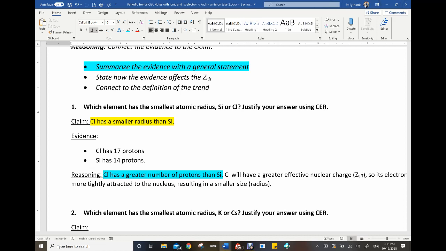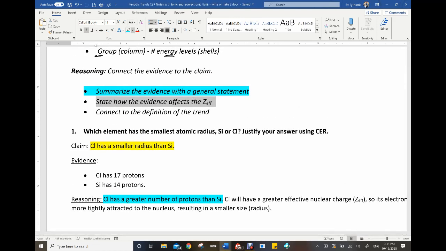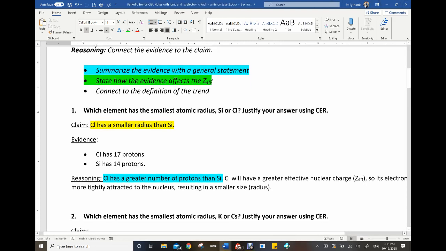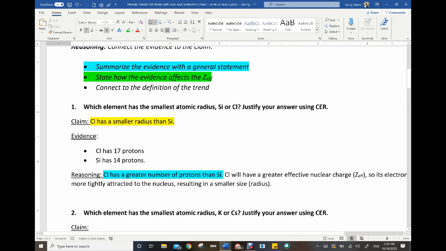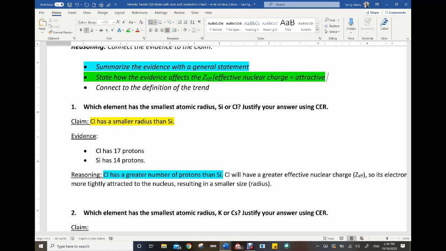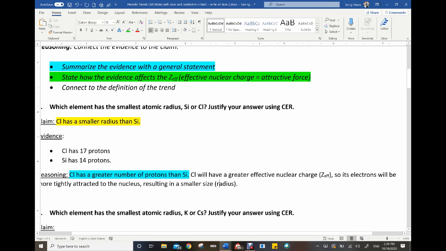So that's just a general restating of our evidence. And the second part of our reasoning is we need to somehow talk about how that evidence is connected to the effective nuclear charge. That's what Zeff stands for, effective nuclear charge. Essentially, that is just equal to the attractive force between the outer electrons and those protons inside the nucleus. So if something has more protons, it's going to have a greater or stronger effective nuclear charge. So there's our connection to the attractive force.